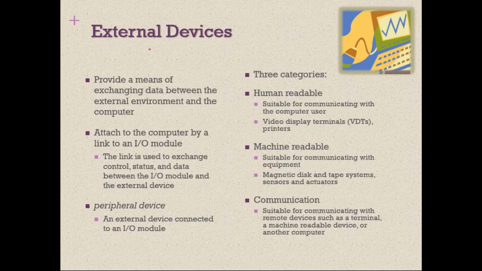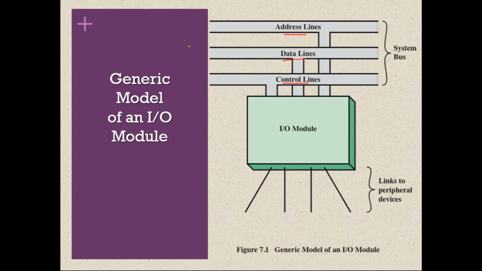See, external devices means any IO device. External means something which is not a part of the computer. All IO devices are external devices. You take the keyboard, mouse, printer. Are they inside the computer or outside the computer? It is outside. So all these are external devices.